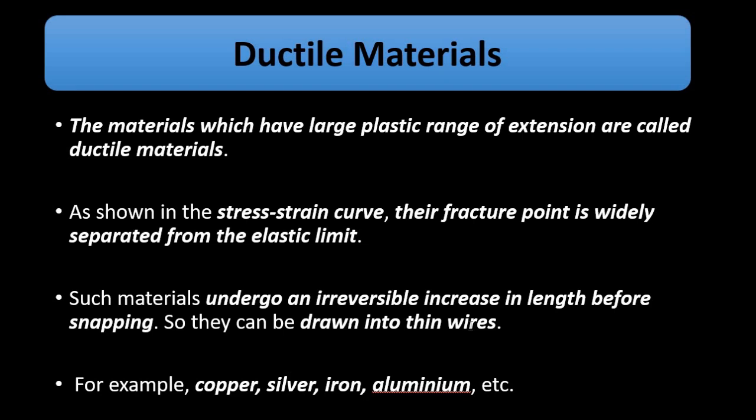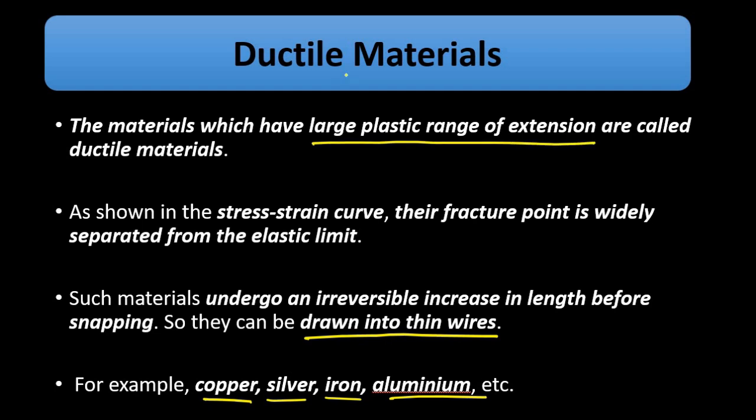So they can be drawn into thin wires. Ductility is basically the ability of the metal to be drawn into thin wires. Thin wires means much larger increase in strain. Now commonly used ductile materials are copper, silver, gold, iron, aluminium. So these are ductile materials. They have large plastic range of extension and the fracture point is widely separated from the elastic point.